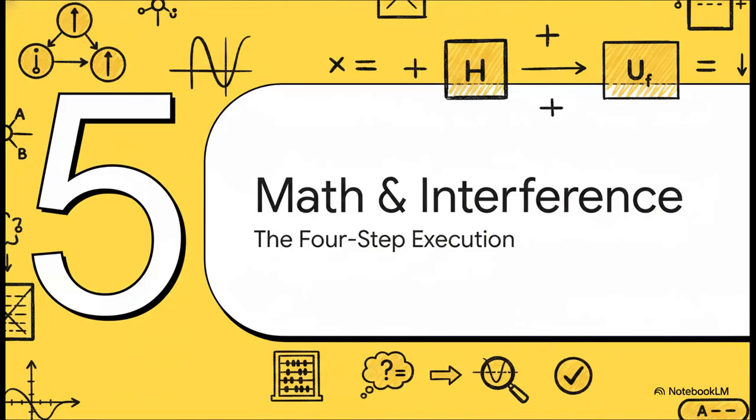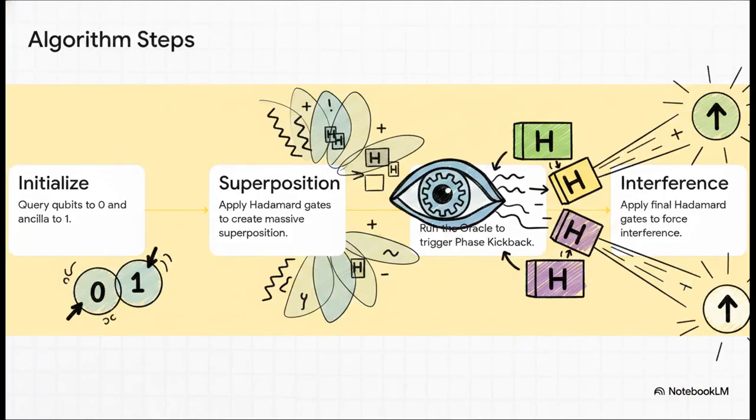Next up, Part 5, Math, Walkthrough, and Interference. Let's synthesize all of this. If you can memorize these 4 simple steps, you have completely mastered the mechanical flow of the algorithm. Step 1. Start clean. Set your query qubits to 0 and your target ancilla to 1. Step 2. Apply Hadamard gates to everything. That creates your massive superposition and, crucially, pushes that target into the minus state.